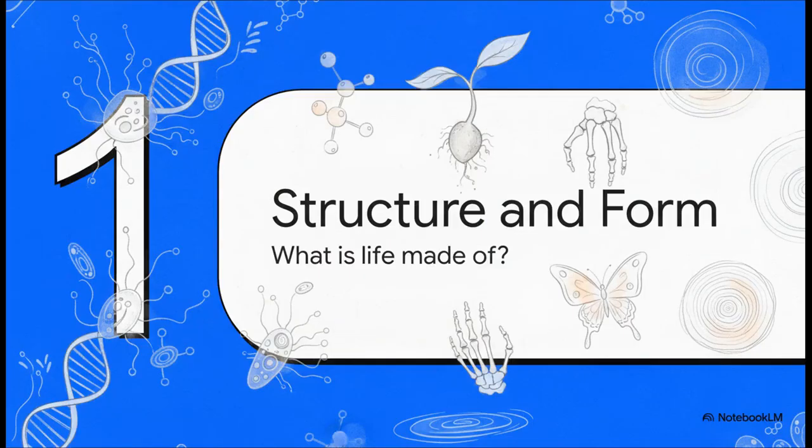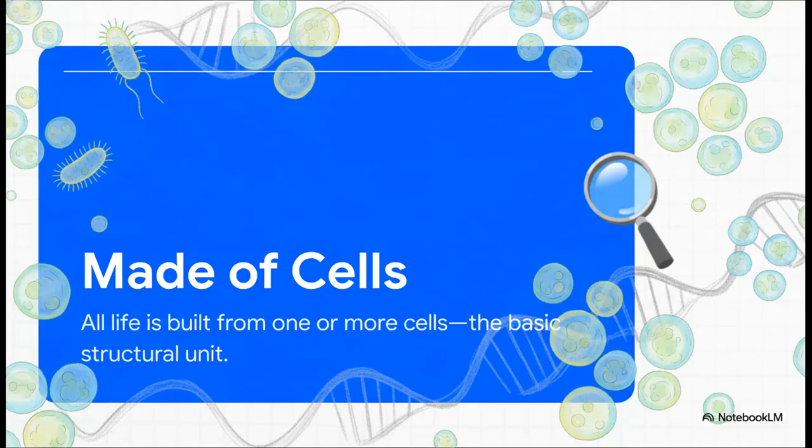First up, let's talk about structure and form. This is all about the fundamentals: what are living things physically made of, and how do they change as they go through their lives? We're going to start with the most basic building block of them all. All right, item number 1 on our checklist, and it is a non-negotiable. All life is made of cells. A cell is literally the smallest thing that can be called alive.